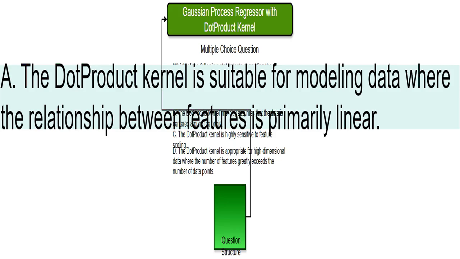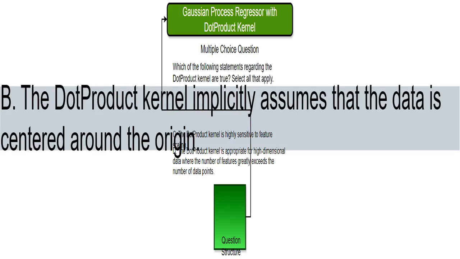This statement checks if you understand that the DotProduct kernel excels at capturing linear relationships between features in your data. This tests if you recognize that the DotProduct kernel's performance is greatly influenced by the mean of your data.